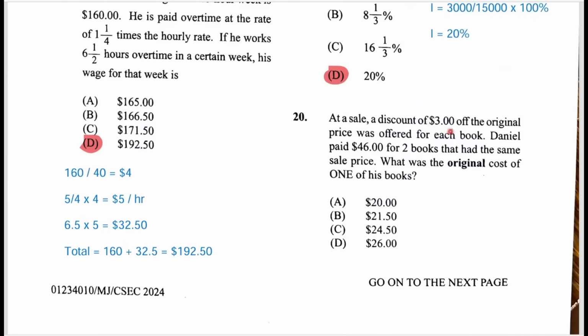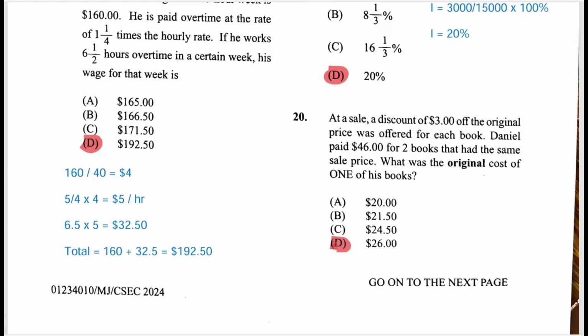20. At a sale, a discount of $3 off the original price was offered for each book. Daniel paid $46 for 2 books. That means it's 23 for 1, at the same sales price. What was the original cost of one of the books? So 46 divided by 2 is 23, and that had a discount of $3 off, so you have to add back 3 to the 23 to get $26.